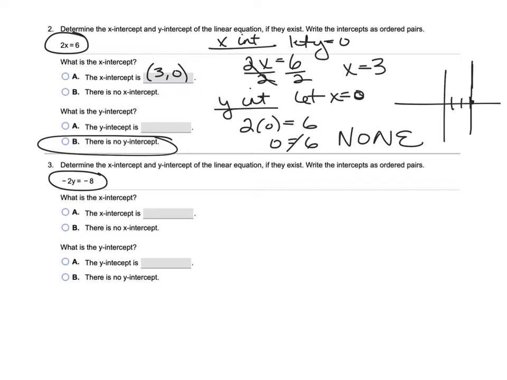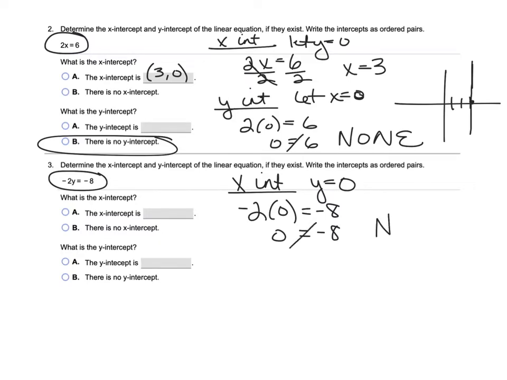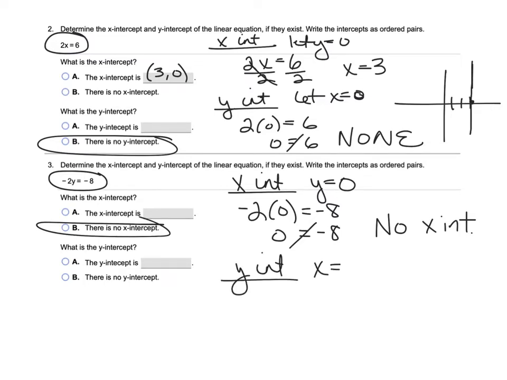Okay? So now let's look at number 3. This only has a y in it, so this is going to be an example of a horizontal line. But let's go through the steps. So we're looking for the x-intercept. Letting y equal 0, let's plug it into the function. We can plug a 0 in for y. And once again, just like the last one, 0 does not equal -8. That does not make any sense. So there is no x-intercept, right? Or none.